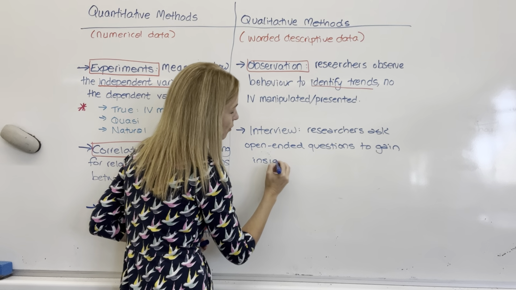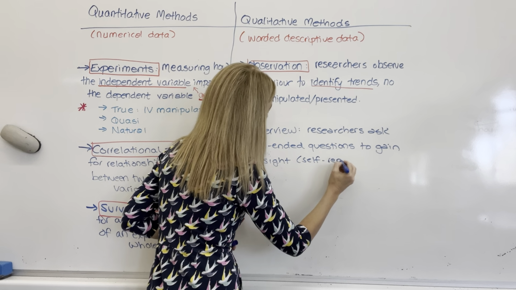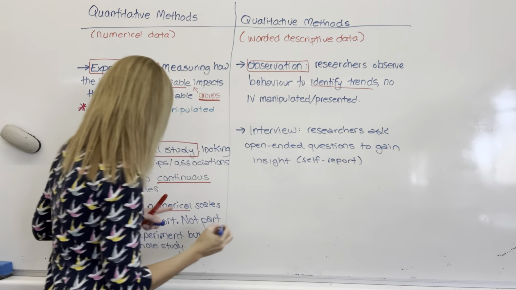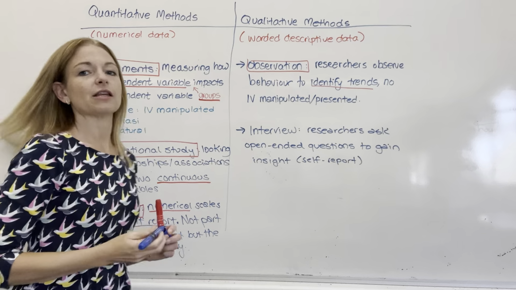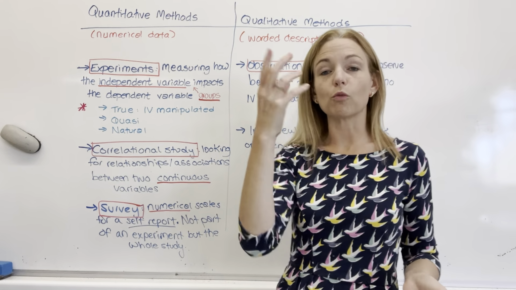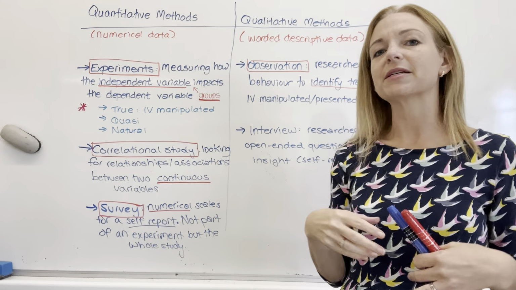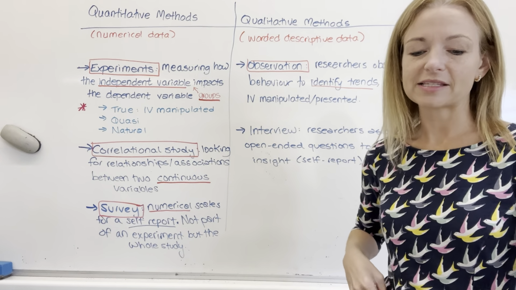This is what we would call a self-report method. A survey is self-report as well, so this is another form of self-report. Observations are not self-report. We are watching and making the themed conclusions. In this case, we're asking people their experience.